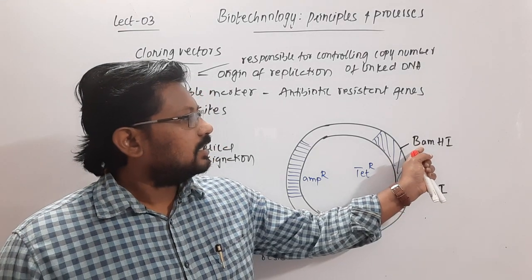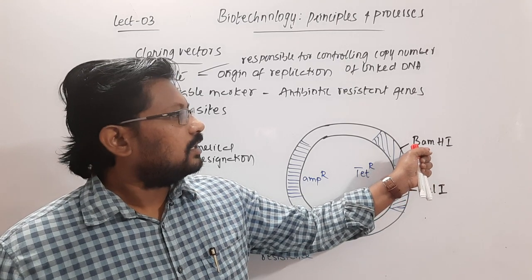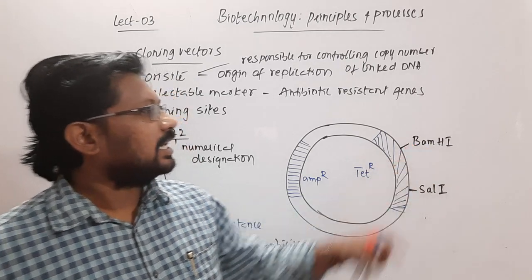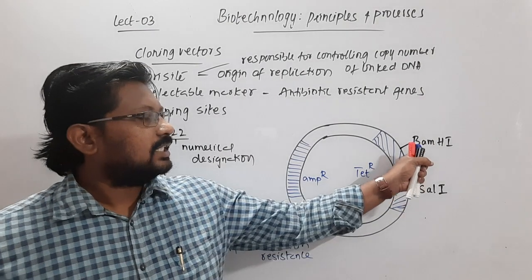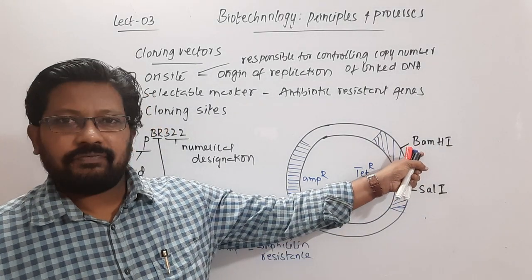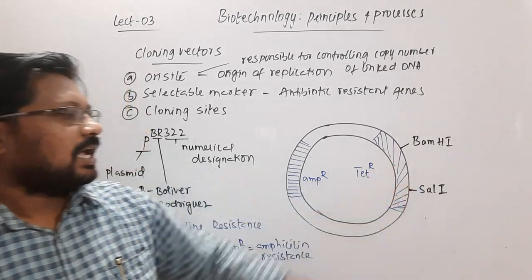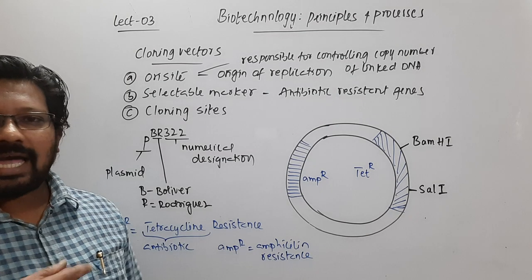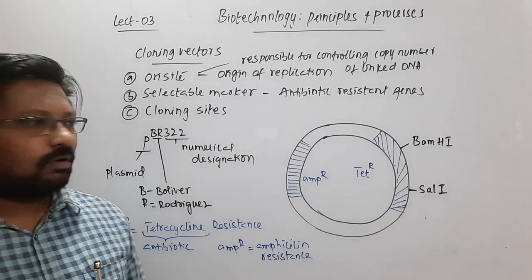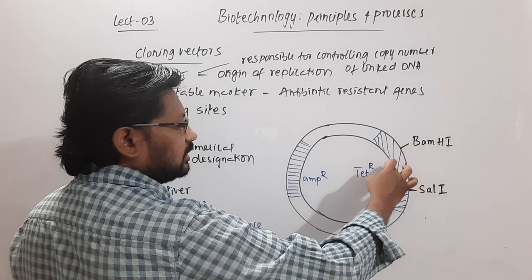Later I will give you the names of the bacteria. I hope you already know how we give names to restriction endonucleases. In this case, BamHI is from Bacillus amyloliquefaciens, from which we have obtained this restriction endonuclease. And SalI is obtained from Streptomyces albus. I'll give those names later. So these are the two recognition sites.